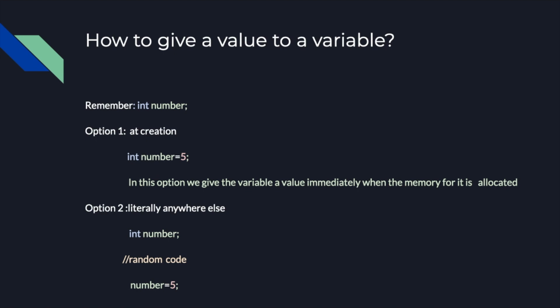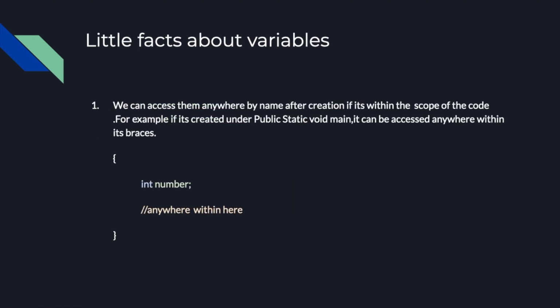But the thing about this is that within the random code, this number has no value. So we can't use it to use 5. But as soon as we give it the value 5, everywhere underneath where we've given the value 5, we can use that value 5. Because before this, number has nothing in it. So when you use it, it will have nothing in it, probably just 0.